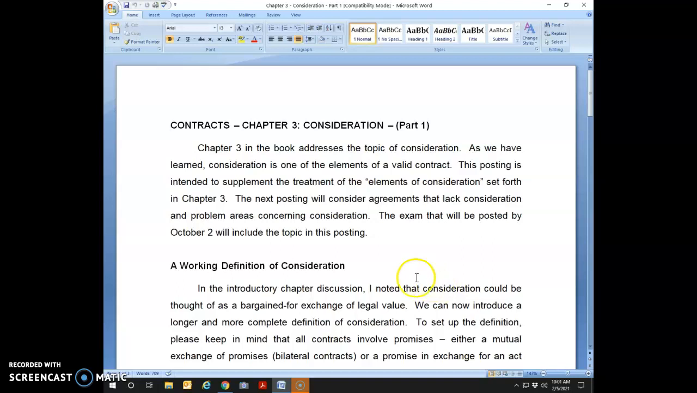And at the opening paragraph, and I should have caught this when I posted, but I didn't. The last sentence, the exam that will be posted by October 2, obviously that doesn't apply to this course. We will be having an exam, and I will be giving you ample notice.